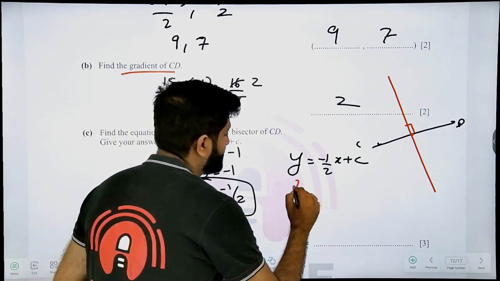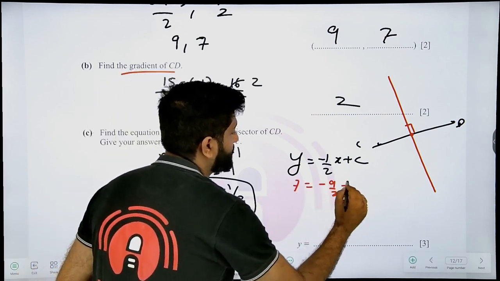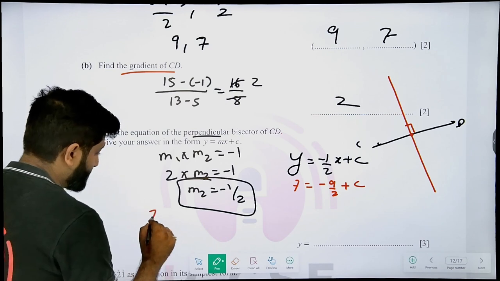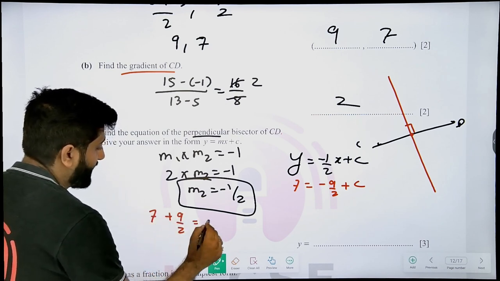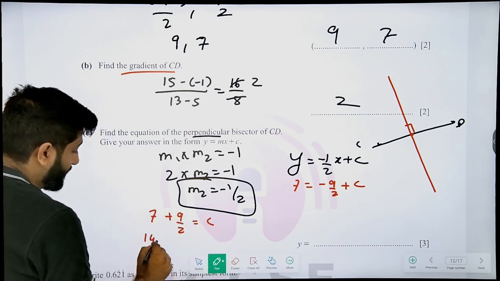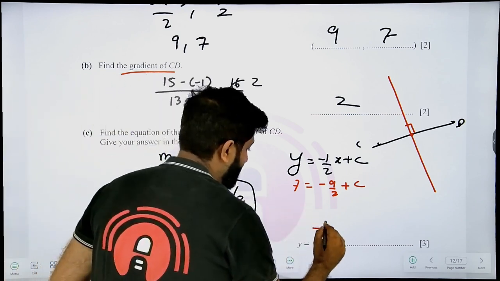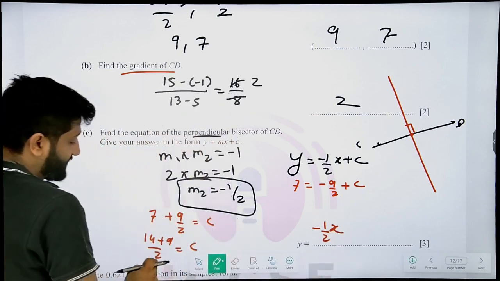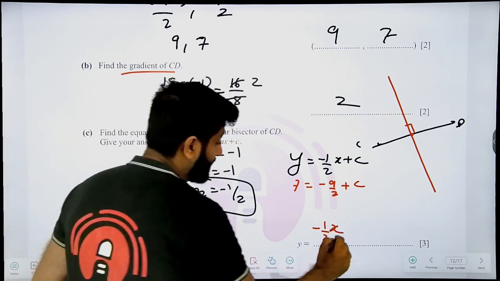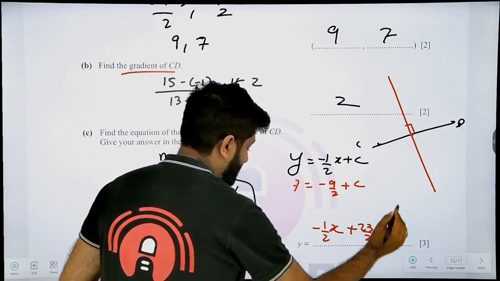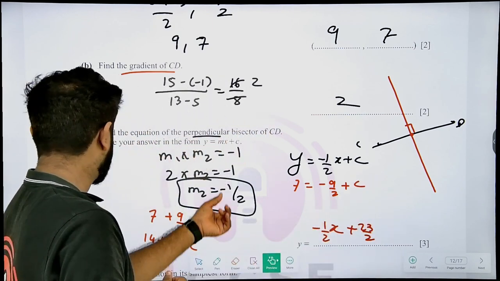So I can write this as 7 is equal to minus 9 by 2 plus c. So 7 plus 9 by 2 equals c. So 14 plus 9 over 2 equals c. So the equation is y equals negative half x plus 23 by 2. 14 plus 9 is 23, so 23 by 2. This is your answer, right?